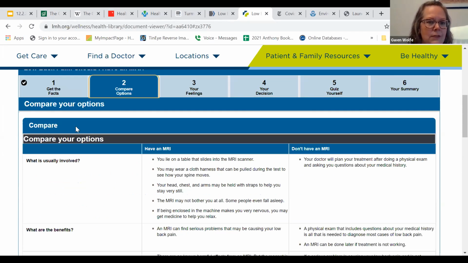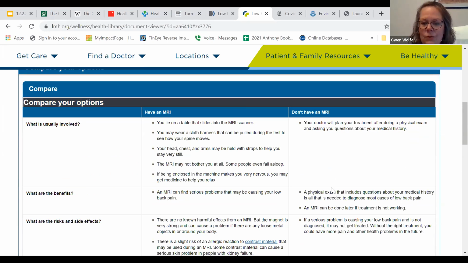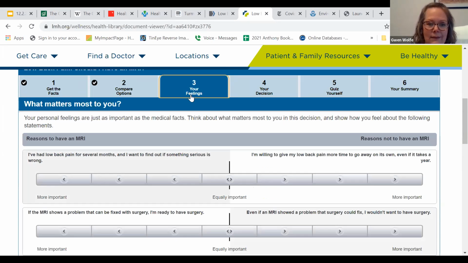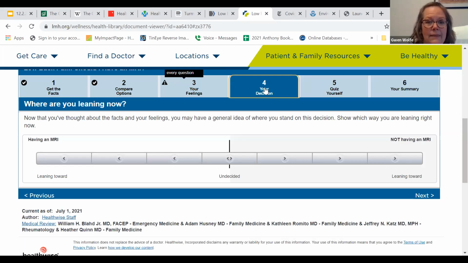And then the next option, compare options, number 2. It gives you the list of your 2 options, have an MRI, don't have an MRI, and then it walks you through that decision-making process. Talks a little bit about your feelings and allows you to evaluate how you feel about having an MRI. And think about your decision.